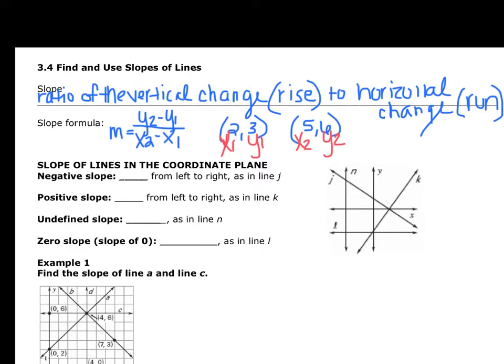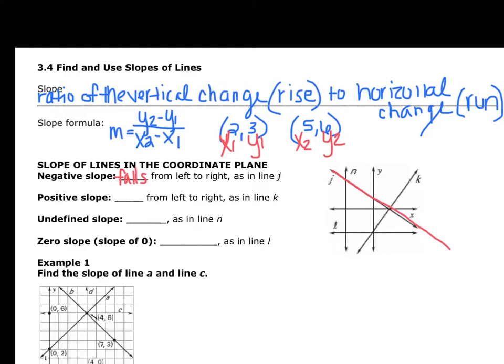Now, slopes of lines in the coordinate plane can be negative, positive, undefined, or zero. If you have a negative slope, we read this graph from left to right. When you're reading from left to right and you see this line going down, that's going to be called a negative slope. So when it falls from left to right, you're going to get a negative slope, and you can see that there in line J.